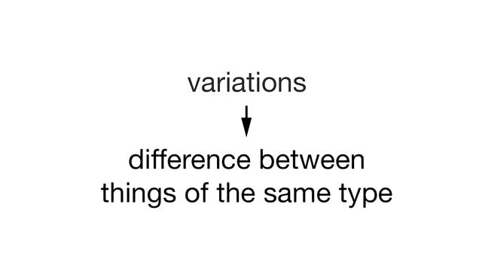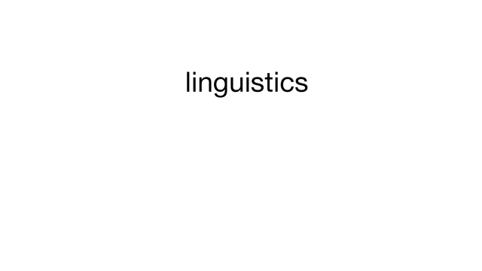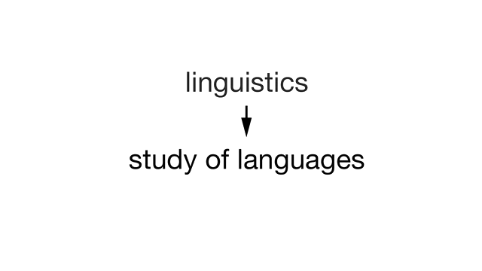For example, variations. We use this word when there is a slight difference between things of the same type. For example, there are many variations of the Chinese language. This means although there is one language, it may be different from place to place. Linguistics. This is the study of languages.